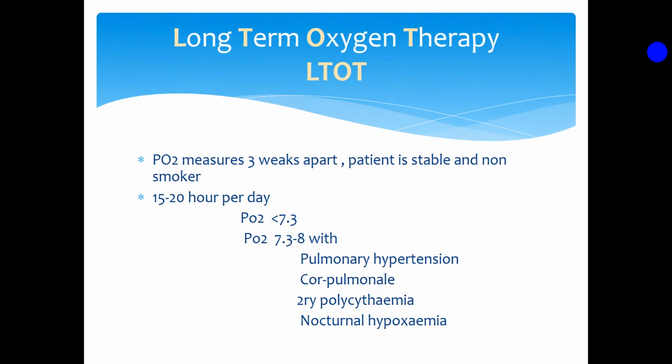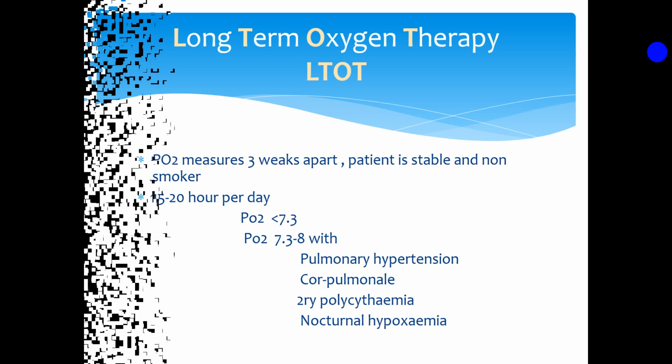LTOT: PaO2 measured 3 weeks apart, and the patient is stable and a non-smoker. The patient must stop smoking and be stable, and there would be 2 measures 3 weeks apart. It would be a supply of oxygen 2 to 4 liters for 15 to 20 hours per day. Indication if PaO2 less than 7.3, or PaO2 7.3 to 8 with pulmonary hypertension, cor pulmonale, secondary polycythemia, and nocturnal hypoxemia.